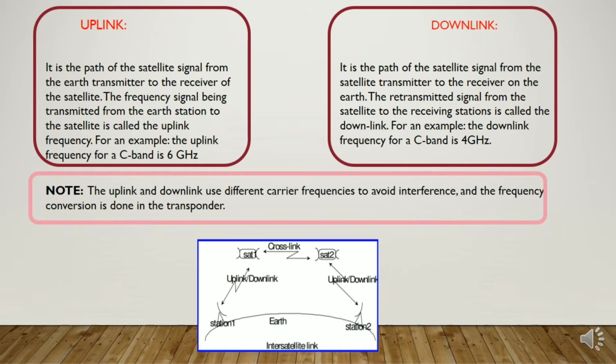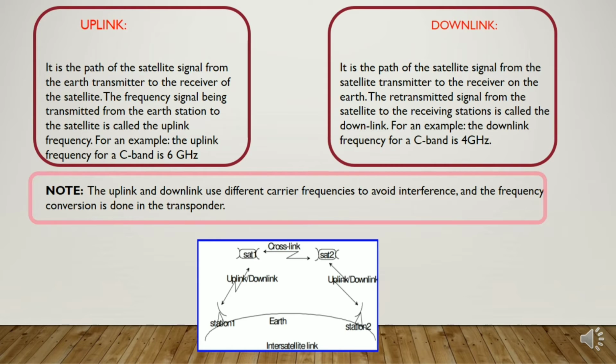For the downlink, it is the path of the satellite signal from the satellite transmitter to the receiver on the Earth. The retransmitted signal from the satellite to the receiving stations is called downlink, because from the space to the Earth, obviously it's going down, right? So it's the downlink. For the example, the downlink frequency for a C-band is 4 gigahertz.